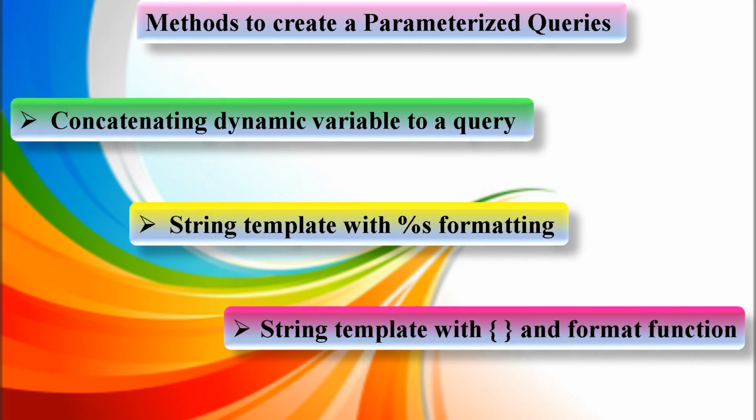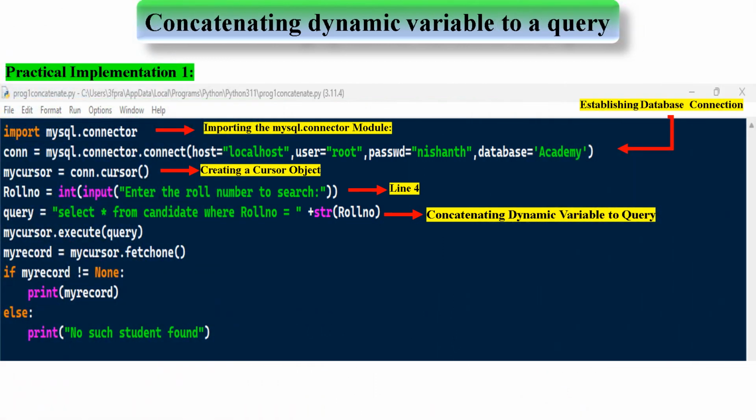To create a parameterized query, any of the following methods can be used: concatenating dynamic variable to a query in which the values are entered, string template with %s formatting, string template with string format using curly braces and format function. In this method, a dynamic variable is created that fetches the output for the field and passes it to the query on the basis of which records are searched and displayed at runtime.